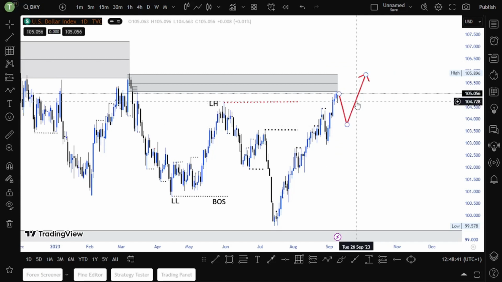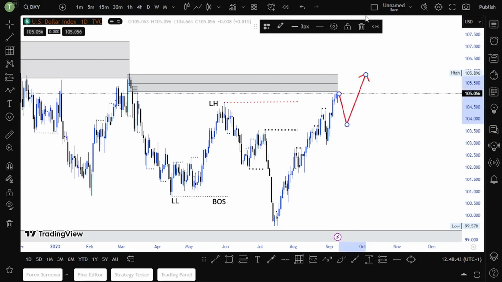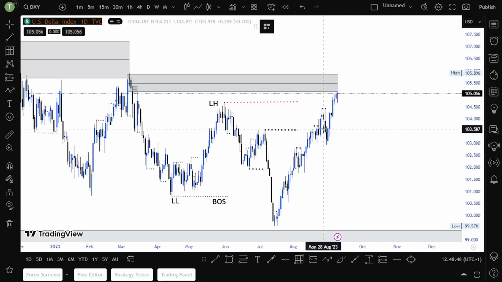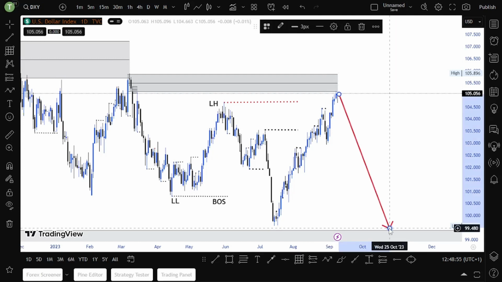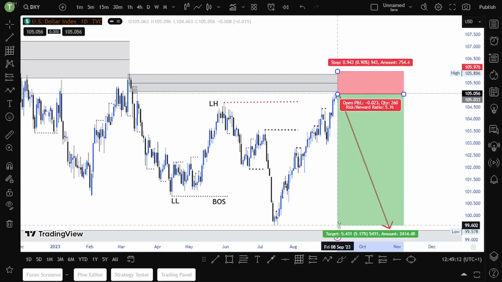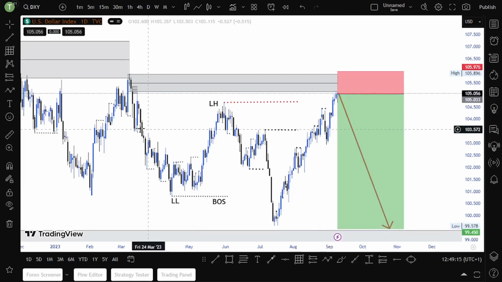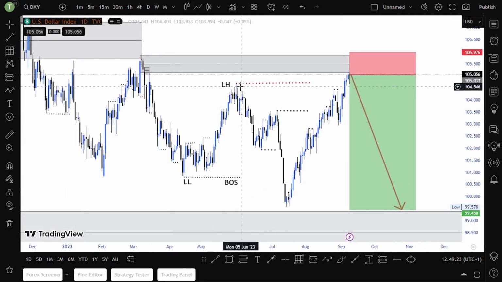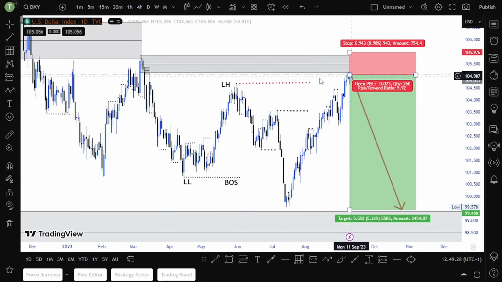On the other side, the DXY could be on its way on a downside. Maybe it just went to grab liquidity and then it sells. This could be another scenario, guys. Because as I can see, this is our last lower high. Price now broke that lower high, and then it could be grabbing liquidity above this high, and then it sells. The possibility of that happening is also there.